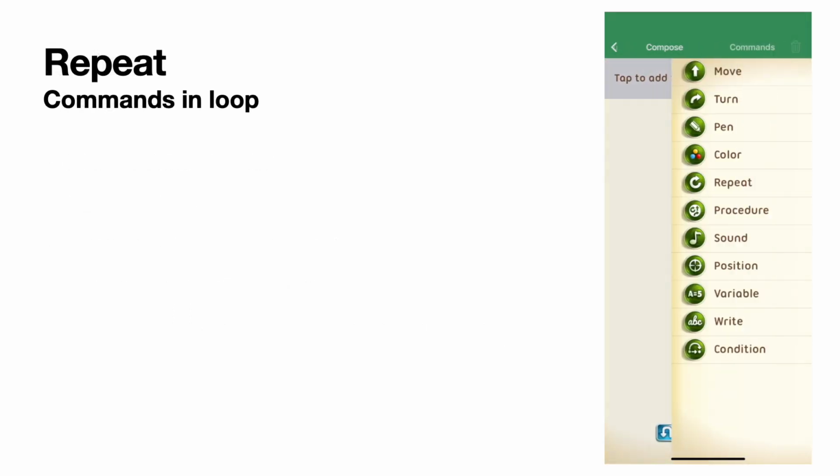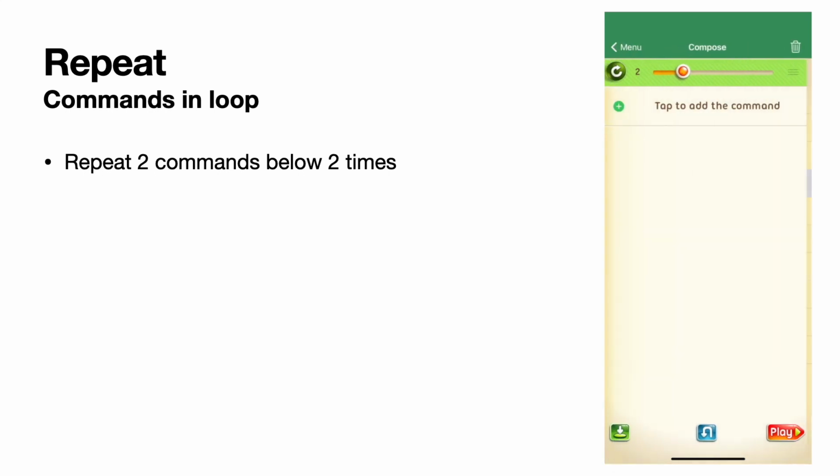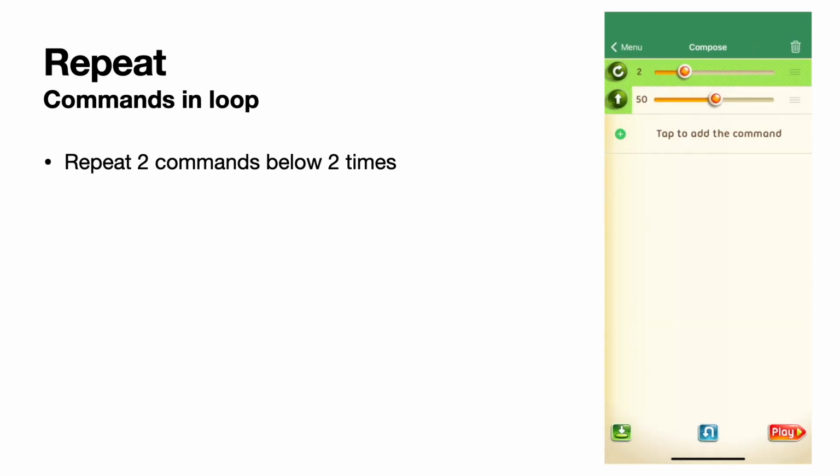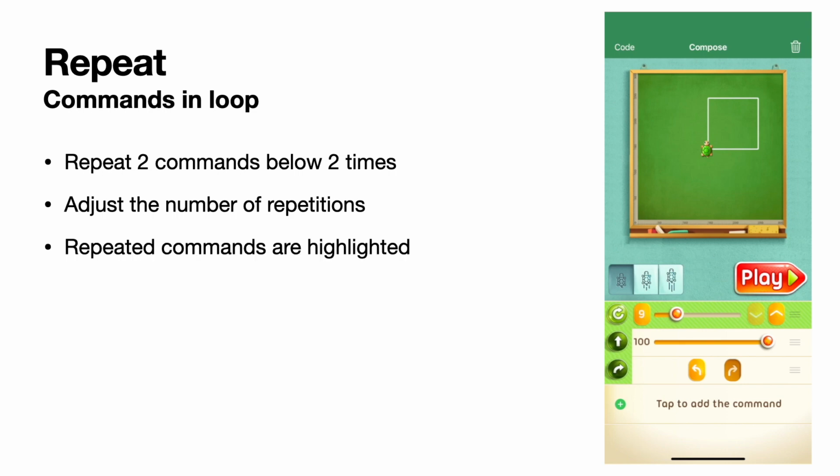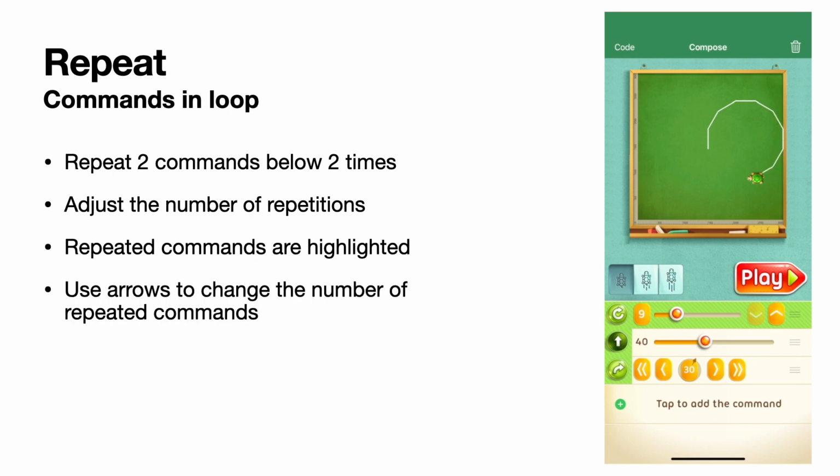To repeat some commands multiple times, you can add a loop to your code using the Repeat command. Adjust the number of repetitions, and 2 commands below the Repeat command will be repeated. You can change the number of repeated commands by using the arrow buttons in the advanced mode.